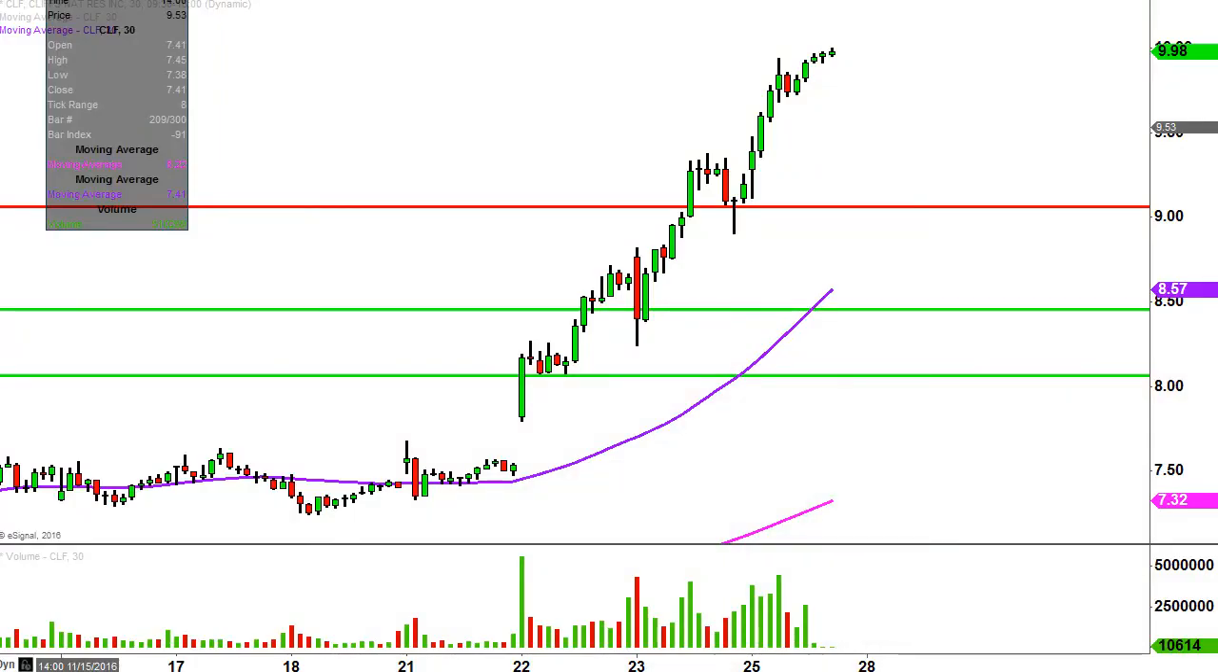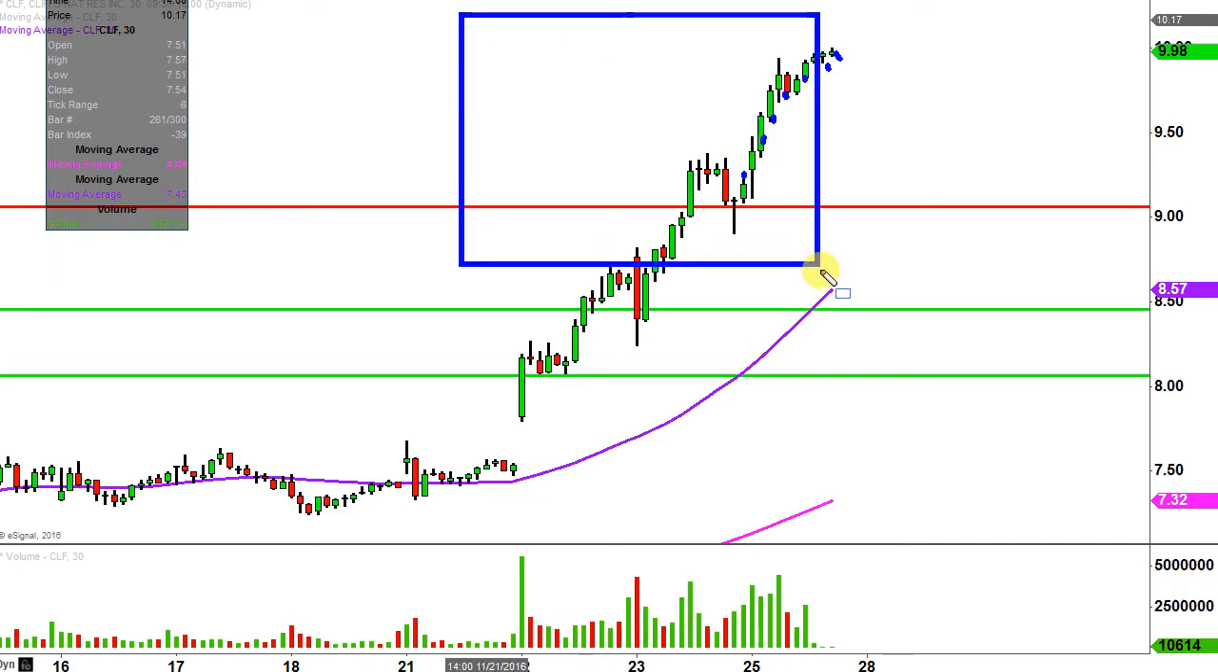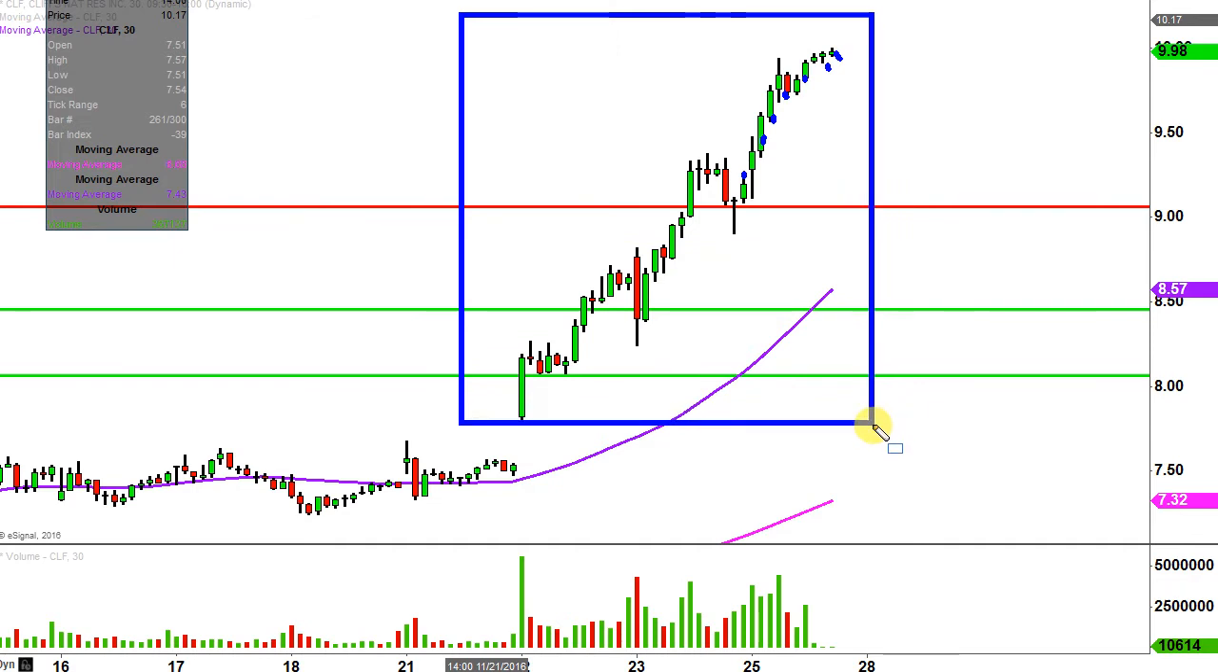Real quick, what do I mean by 30-minute in case maybe you're new to charts? Instead of each one of these candlesticks representing 1 day's worth of price action, which is what you would normally see, each one represents 30 minutes. So while this may look like several weeks worth of time right there, it's actually just the past few days broken down into 30-minute time slices.